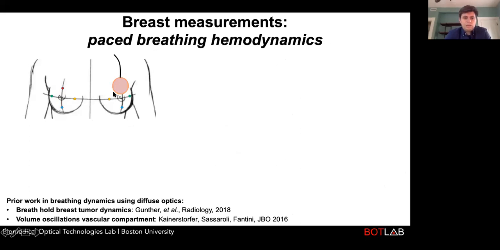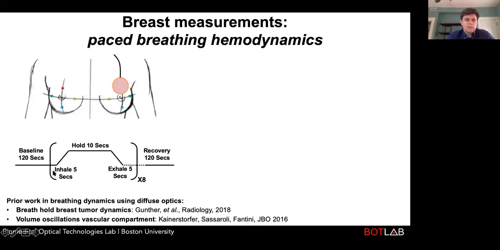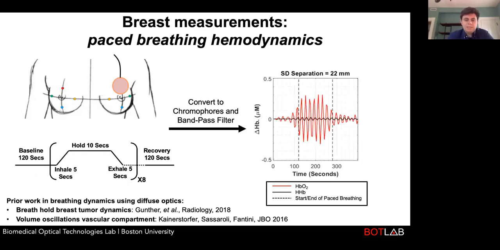We put the probe on the breast. So far, it's just healthy volunteers. And we ask the subject to slow down their breathing. So inhale for 5 seconds, hold for 10 seconds, exhale for 5 seconds. So this is similar to yoga breathing. You slow down your breathing, and what happens? When we measure with the wearable probe and we filter at the paced breathing frequency, we can see oscillations at the paced breathing frequency in oxy and deoxyhemoglobin.